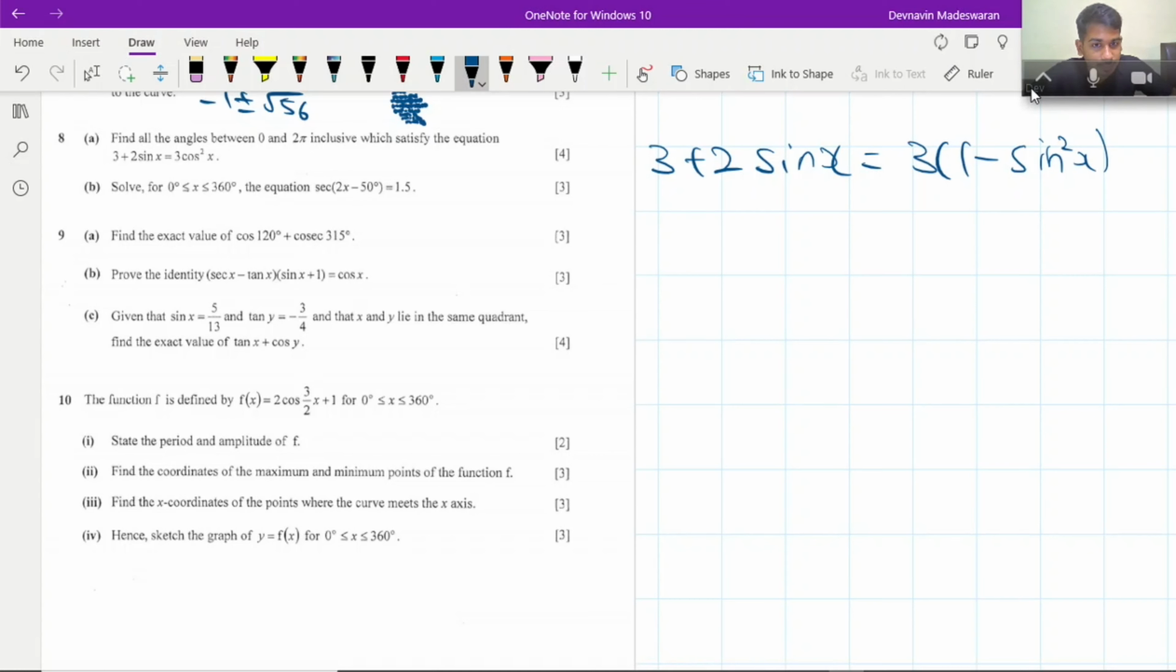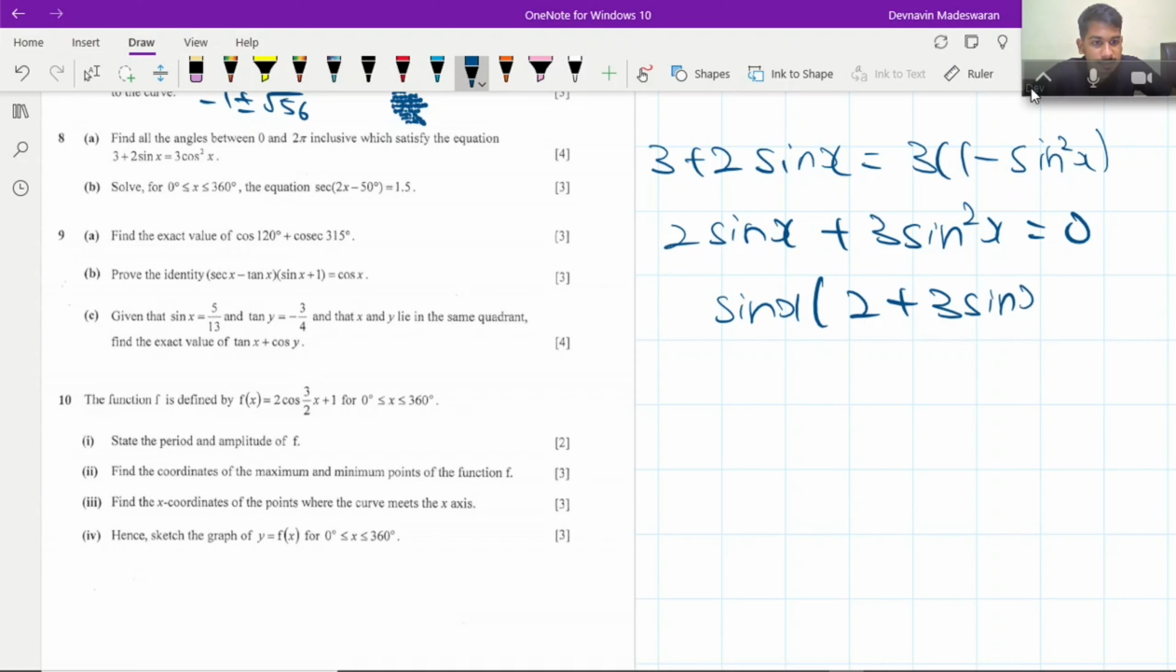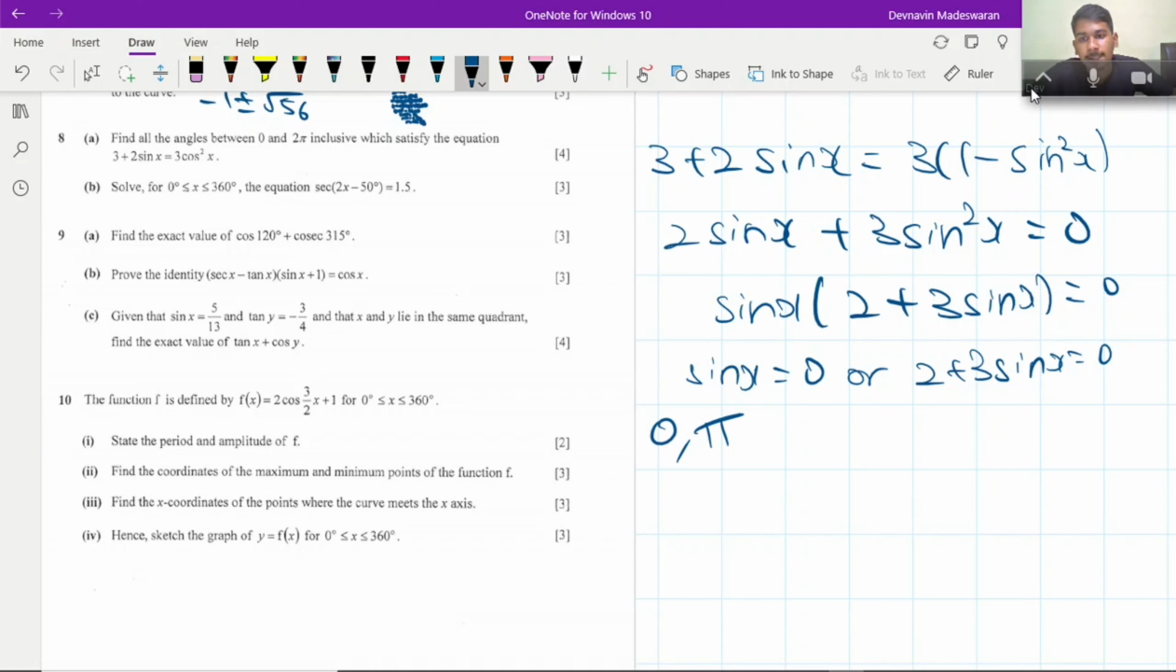Okay, so 3 will cancel away, so it's going to be 2 sine x plus 3 sine square x equals 0. I can factorize out sine x, and then I will have 2 plus 3 sine x is equal to 0. So you have two answers. Sine x is equal to 0, or 2 plus 3 sine x is equal to 0. If sine x is 0, it can be 0, or pi, or 2 pi. Whereas if 2 plus 3 sine x is 0, we have to rearrange it, so sine x is equal to negative 2 over 3.